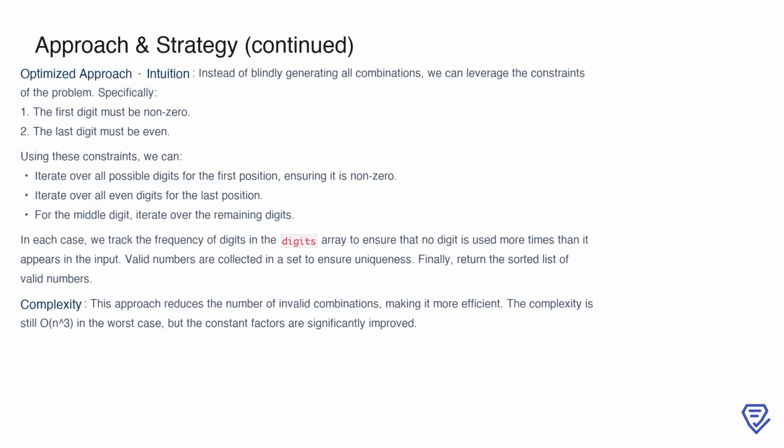Now, we can refine our strategy by leveraging the problem's constraints to create a more optimized approach. Instead of generating all combinations, we focus specifically on valid candidates. First, we recognize that the first digit must be non-zero. This immediately eliminates many invalid combinations.